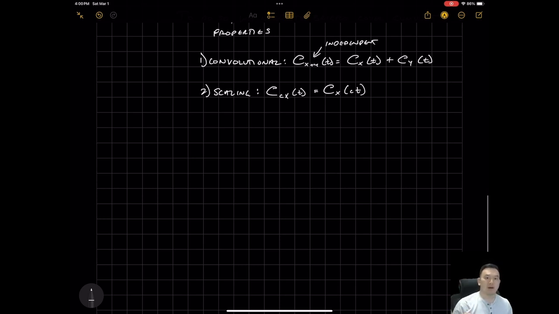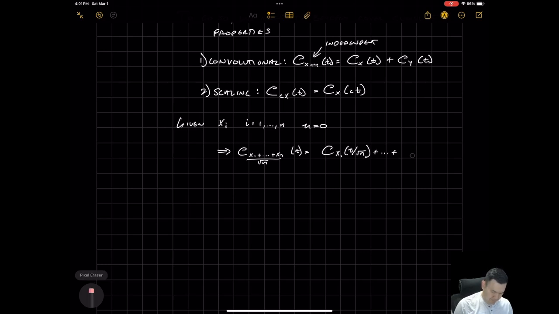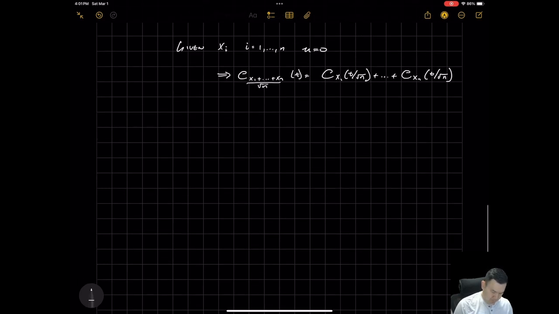So, now given n zero mean random variables and using the two previously mentioned properties, we have the cumulant generating function of their normalized sum as the following. But we want to convert this into cumulant terms, and for that we need to manipulate the cumulant generating function of that normalized sum in a way that focuses on cumulants of each random variable individually.